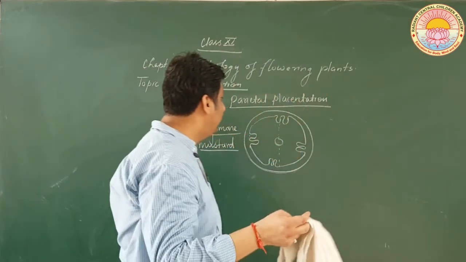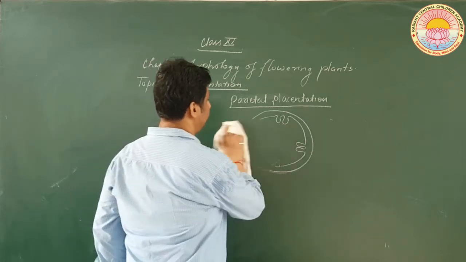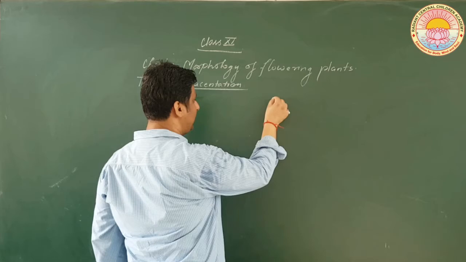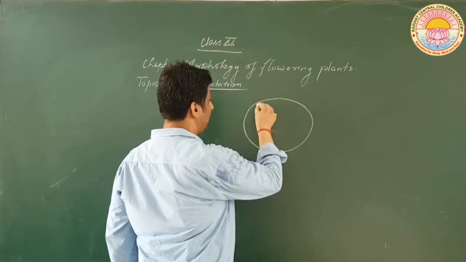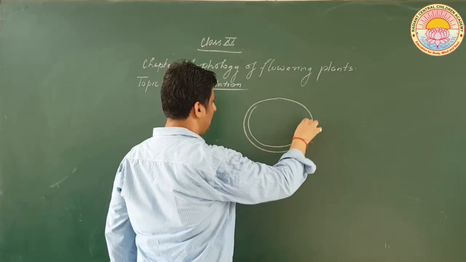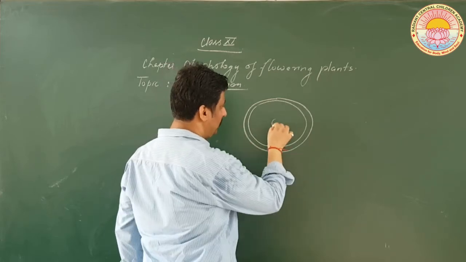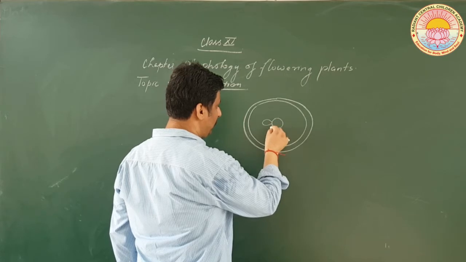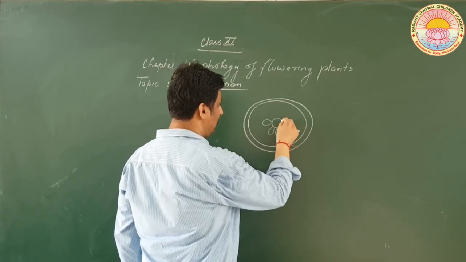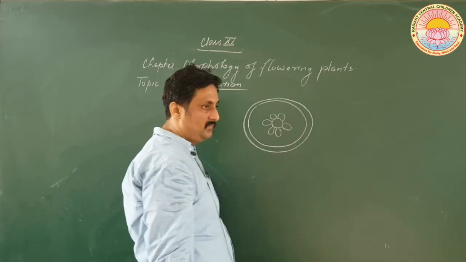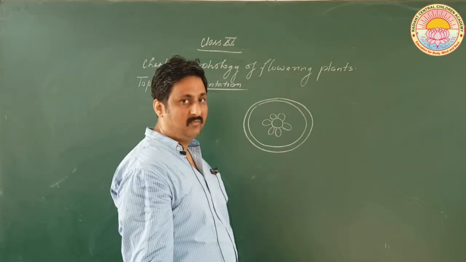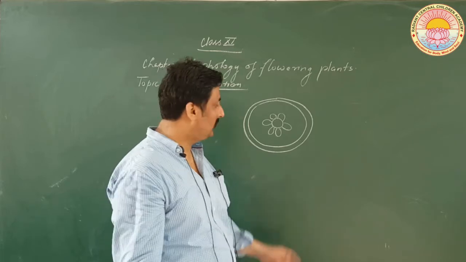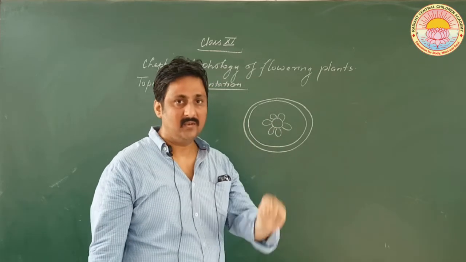Now let us talk about free central placentation. In case of free central placentation, you will notice that there is no septum, the placenta lies in the middle, and the ovules are situated here. You can see there is no septum. So this is a unilocular ovary without any septum, and the ovules are situated in the central part.